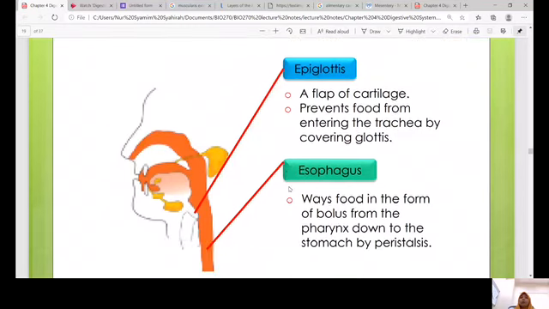Now we go into the epiglottis. This epiglottis right here is a flap of cartilage. Do you know what cartilage is? Cartilage is not a bone, but it is an elastic tissue, like a rubber padding. This epiglottis will prevent any food from entering your trachea. So when the process of eating happens, this epiglottis will shut off your glottis, so that no food will enter the trachea. Since the trachea and the oesophagus are beside each other, it is very necessary for this epiglottis to act properly during the eating process.